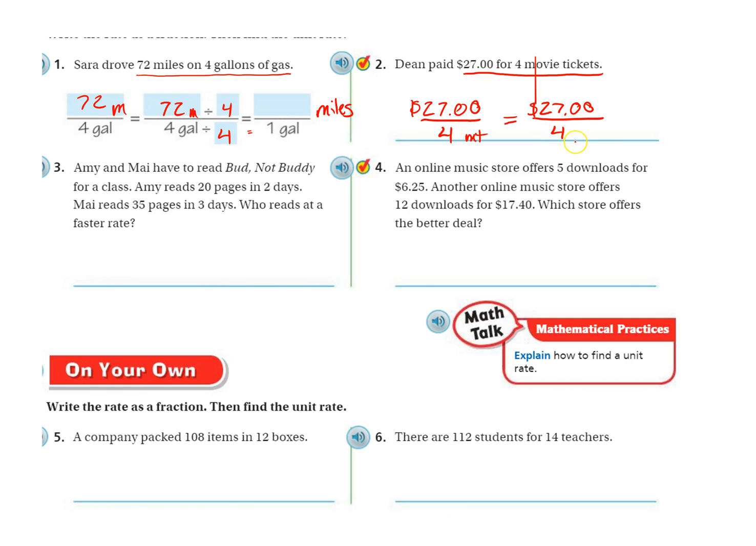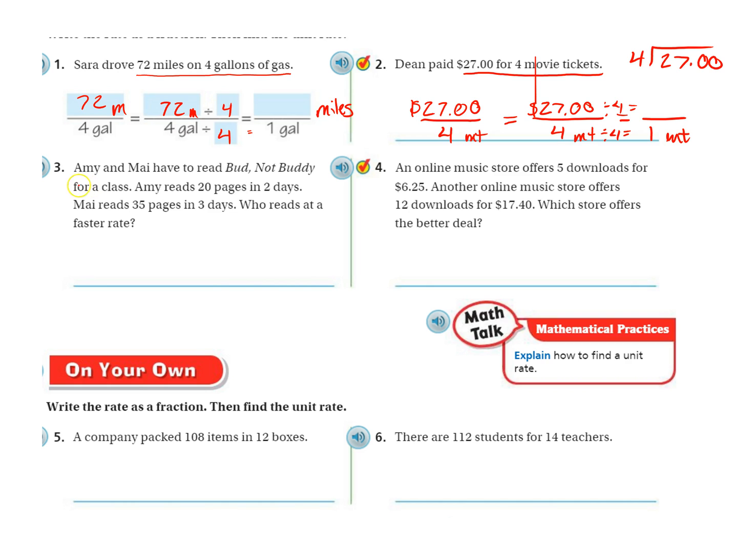and 4 movie tickets on the bottom, and then I want to know how much it costs for 1 movie ticket, and so to get 1 I have to have 4 divided by 4 to get to 1, and then I also divide the numerator by 4 as well, and that's going to tell me how much 1 movie ticket costs. So I'll let you go ahead and do that math. Here's how you set it up to figure out how much 1 movie ticket costs.